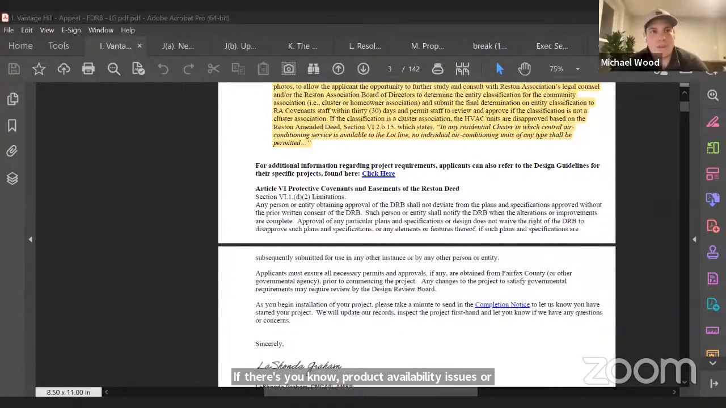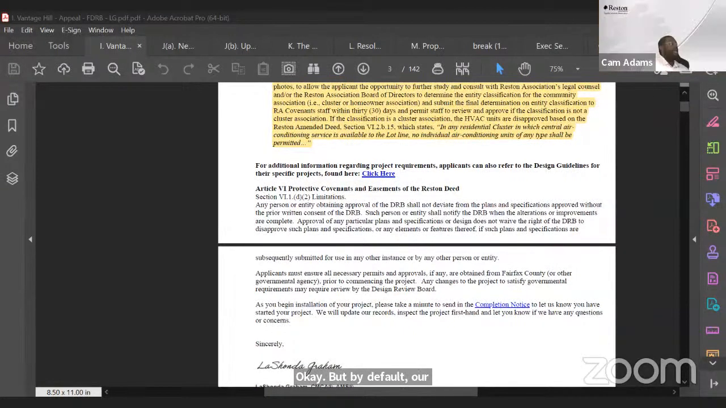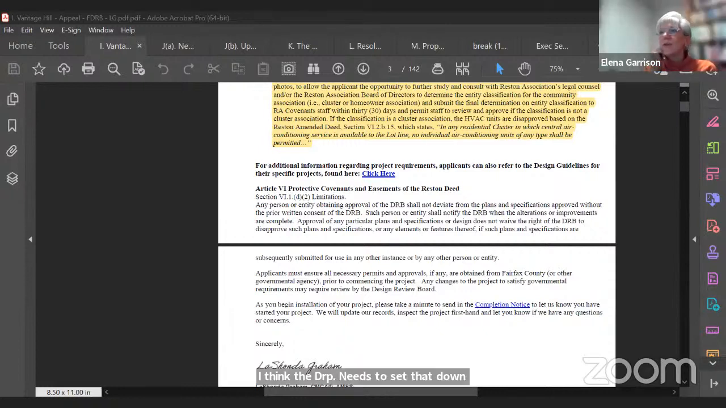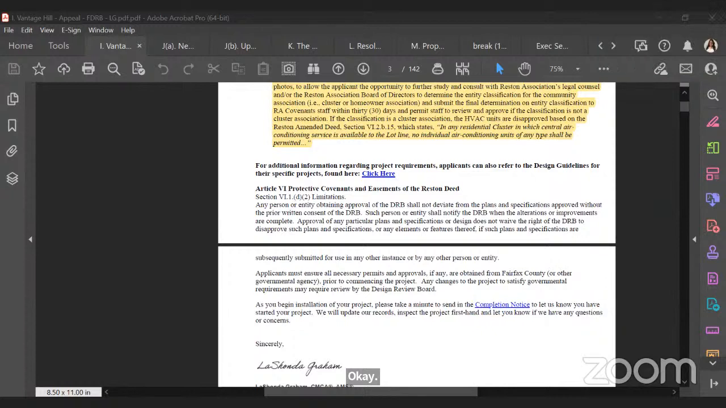Okay, but by default, our current timeline is 18 months. Correct, but I would prefer staff not be in a position to continually approve extensions based on the amount of affected parties on this application. I think the DRB needs to set that date. Can we do that after we've already voted, or can we make a new motion, or what's the rule on that? You can amend a motion to add a time frame.